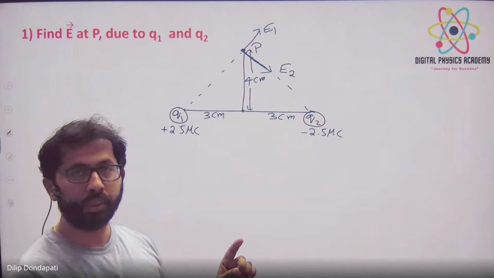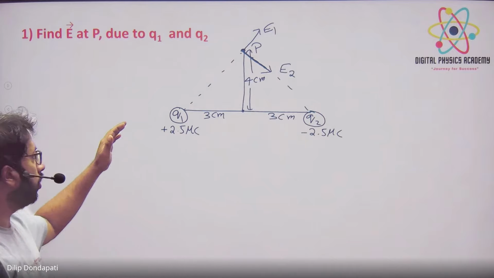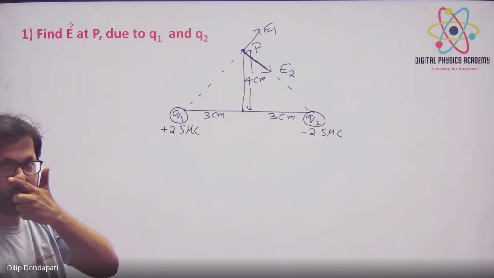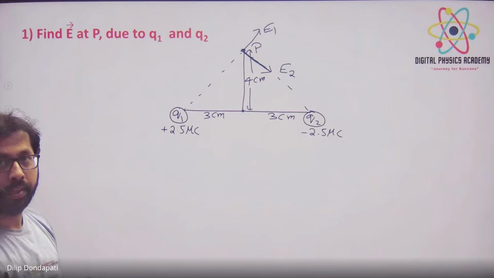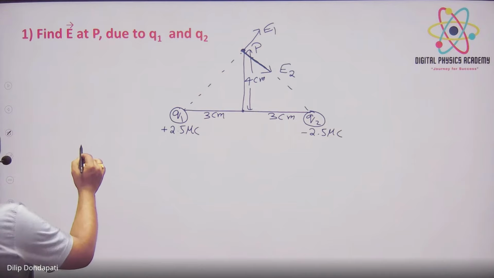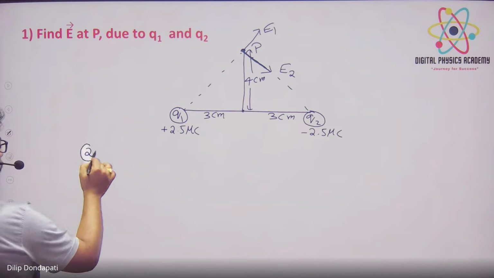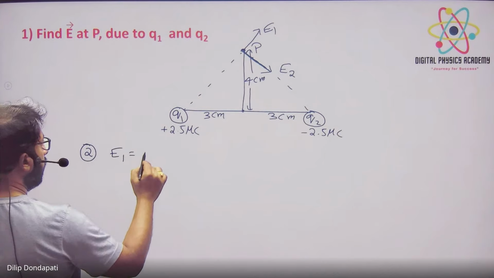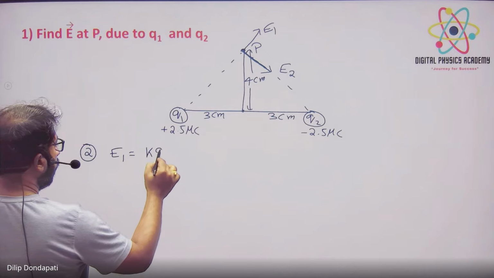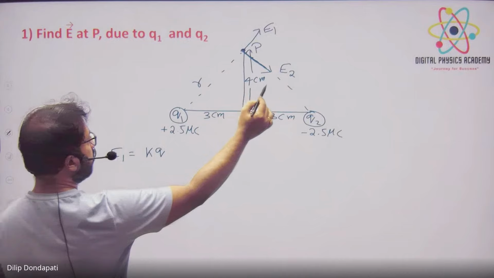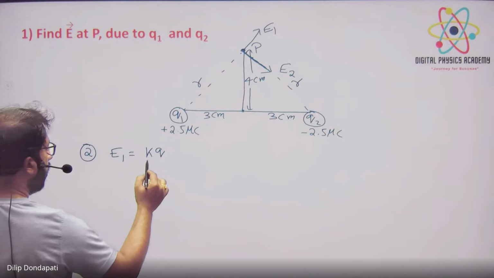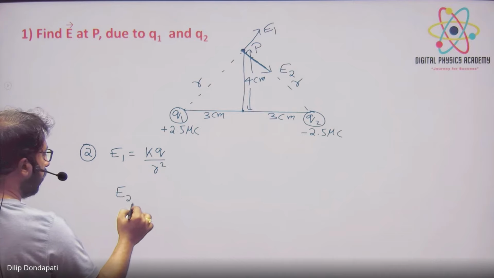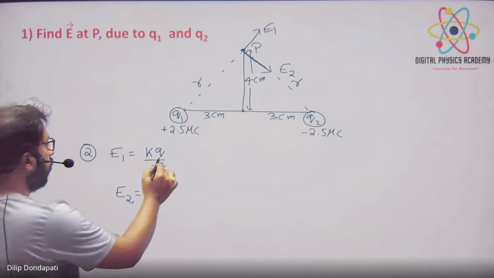So the first step is to put arrows: away for positive charge, towards for negative charge. Arrows done. What is the second step? We have to find E1 and E2. E1 is how much? Substituting later, K Q by R, the distance is also R, so K Q1 by R square. And E2, what is its formula?